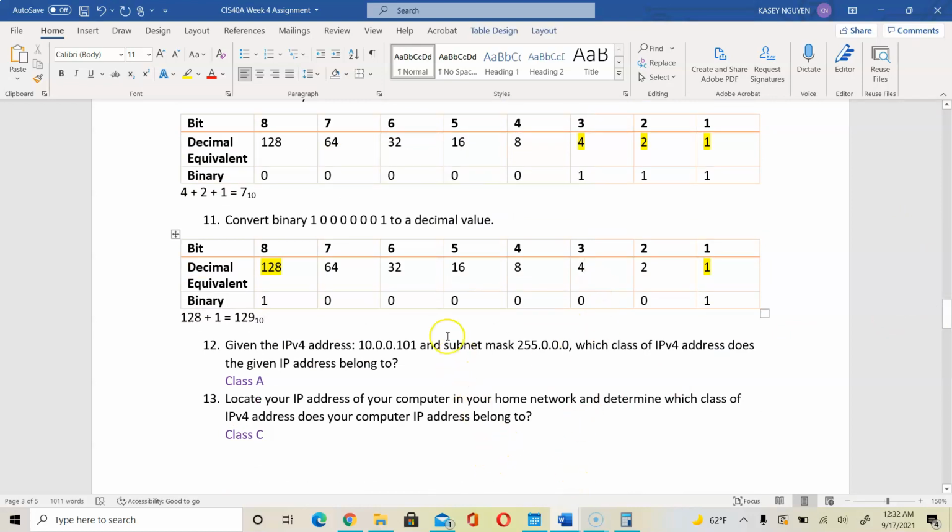So this gives you a little bit of practice on how to work with binary conversion from binary to decimal and decimal to binary. And this concludes part 1 of the lecture. I will continue in the next part talking about IP address classes.